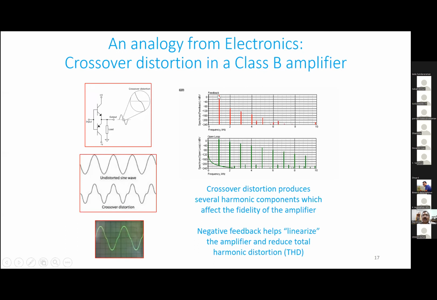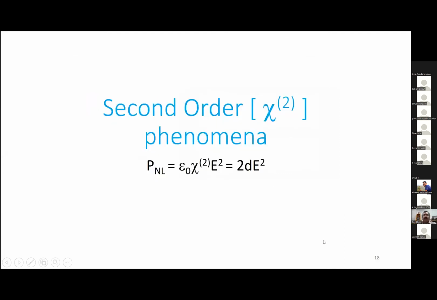So this is the fundamental. It is strong, but then second order. Actually, all orders of distortion have come here because this is never as perfect as this. That's why you can see all high orders. And this produces several harmonic components which affect the fidelity of the amplifier. And we use negative feedback to linearize the amplifier and reduce total harmonic distortion.